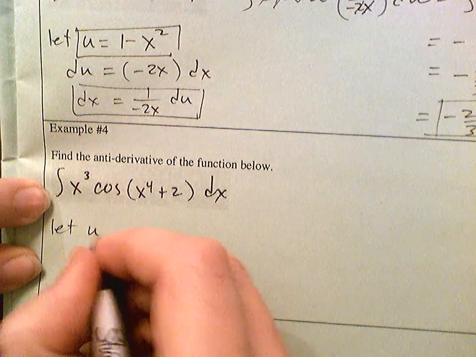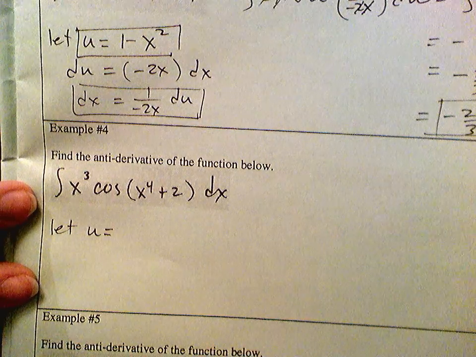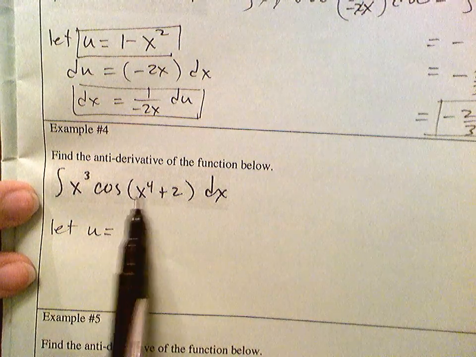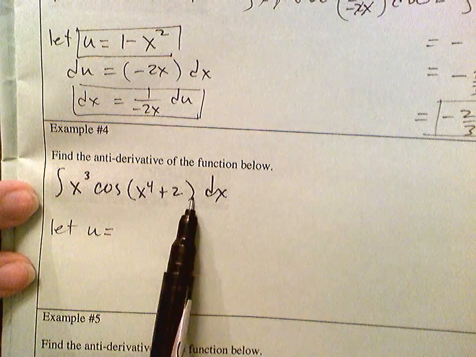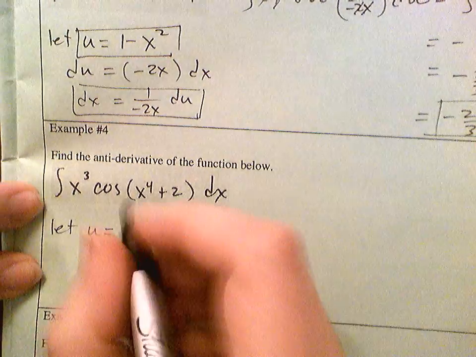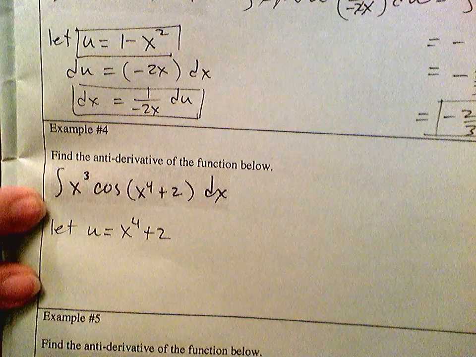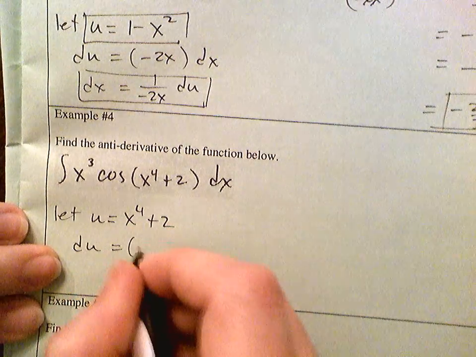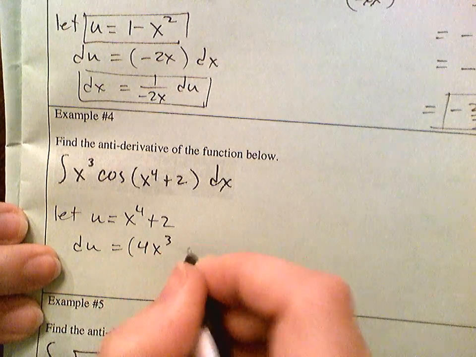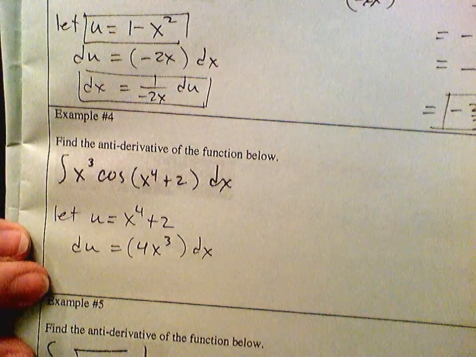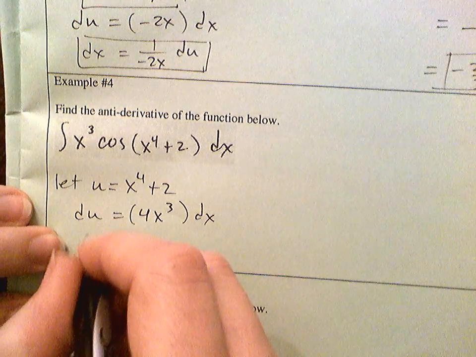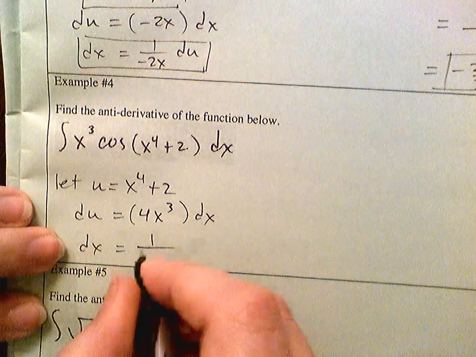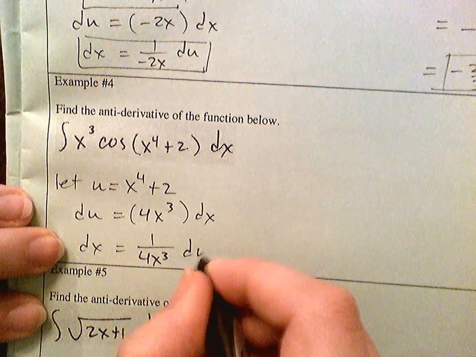And you want to let u equal a function that is inside of another function. I see a cosine function, and inside of it, its input is another function, x to the 4th plus 2. So that's what I will let my u be. Then you take its differential. du equals 4x to the 3rd dx. Then you get dx by itself. So dx equals, dividing both sides by that, 1 over 4x cubed du.